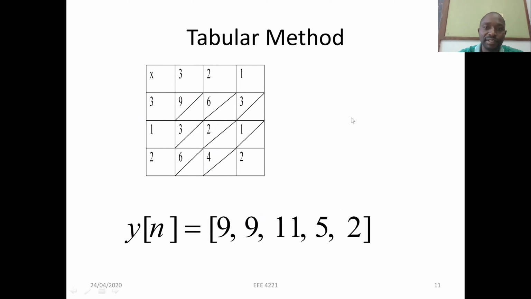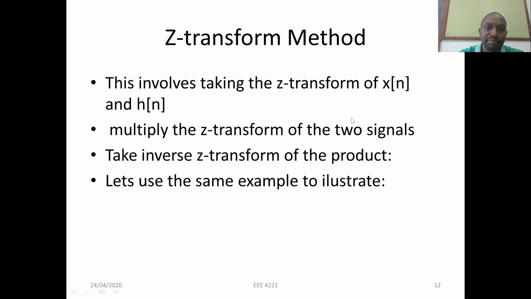Let's move on to the next method. And the next method uses Z transform. You recall in lecture number 8, I did mention that we'll be applying Z transform in solving the convolution of 2 signals. And so this is a part where we are applying them.